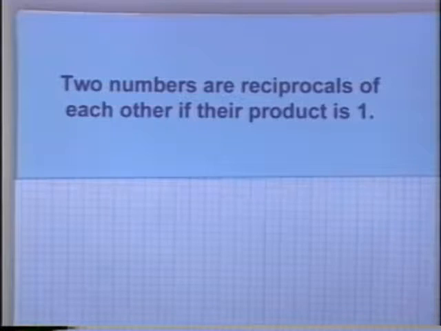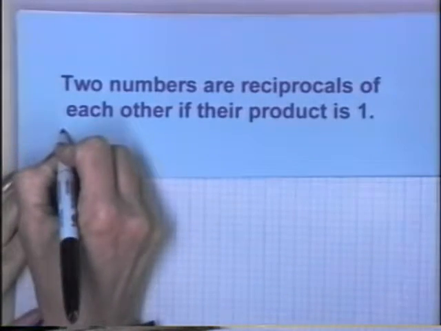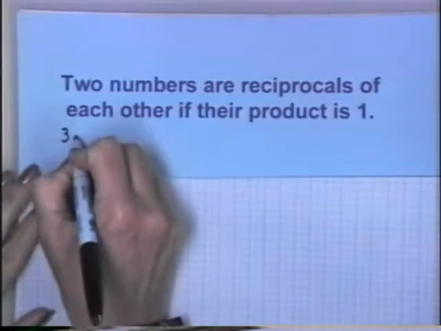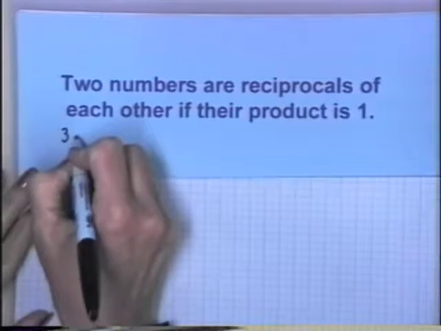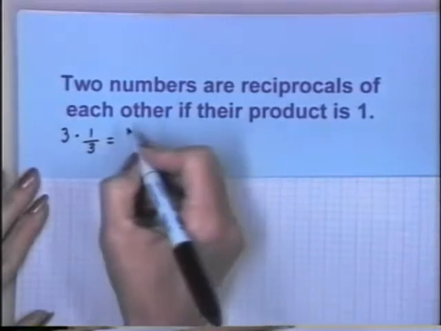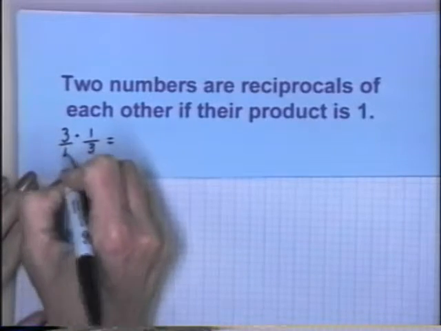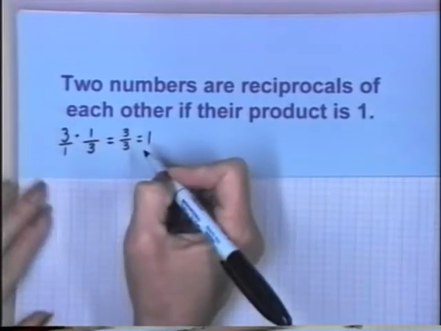In arithmetic, we learned that two numbers are reciprocals of each other if their product is 1. For example, we know that the number 3 has a reciprocal of 1/3, and if we take the number 3 and multiply it by 1/3, then of course we think of the 3 over 1, we get 3 divided by 3, which is 1.